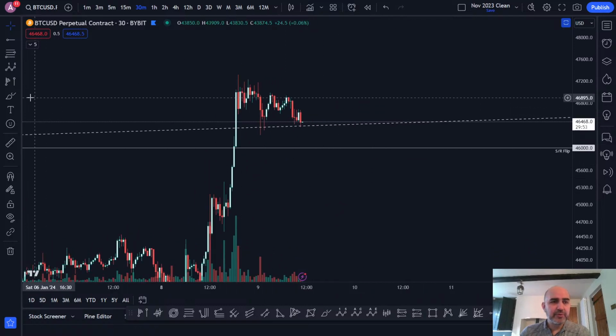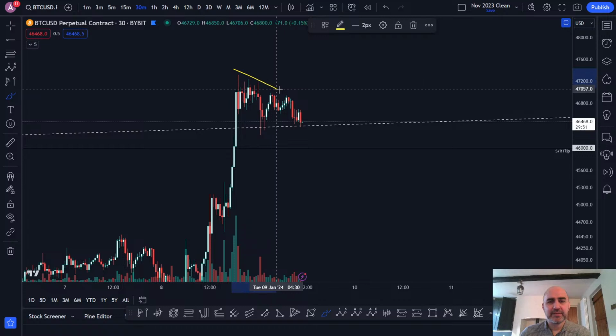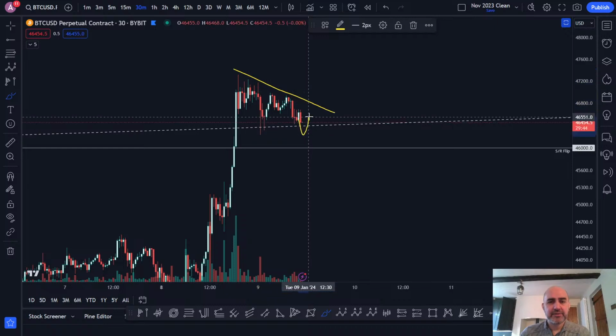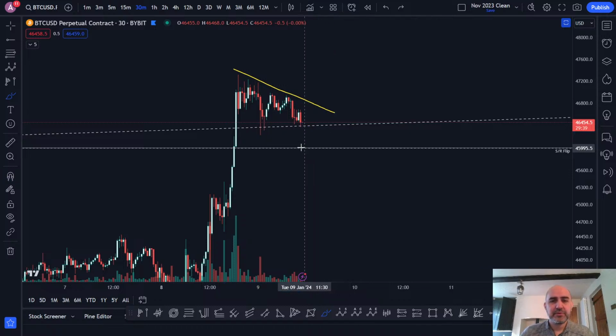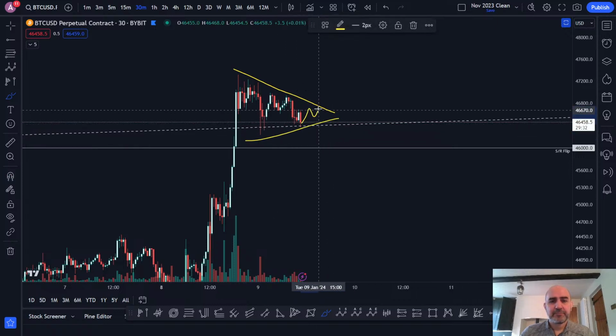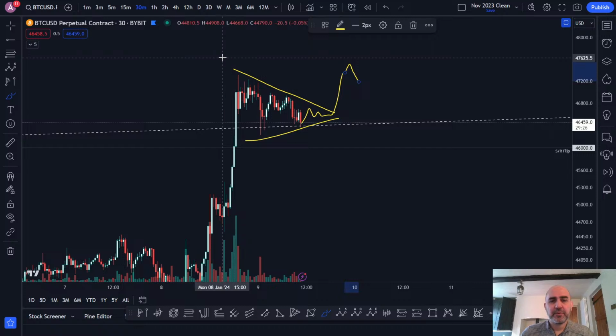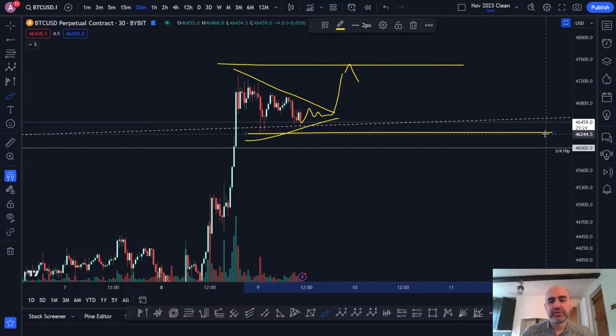It looks like we're forming some kind of flagging pattern at the moment. I don't know how low this is going to go. Is it going to go down to take that low, to form some kind of flag like that? It is possible. Or is that going to be the bottom now here? And are we just forming a pennant to probably squeeze up and form a larger consolidation range?